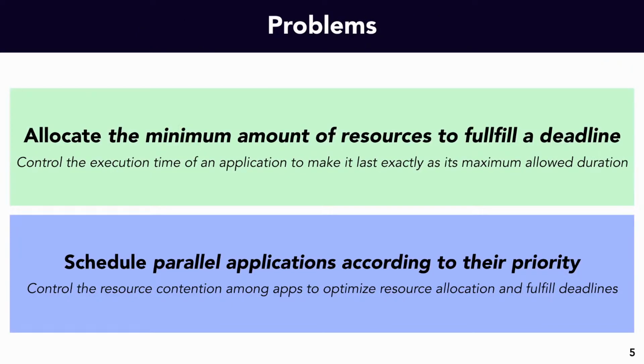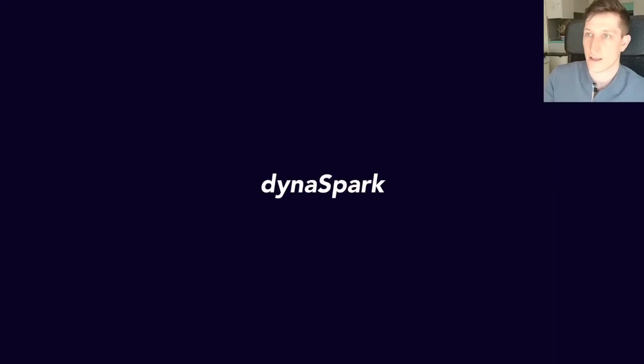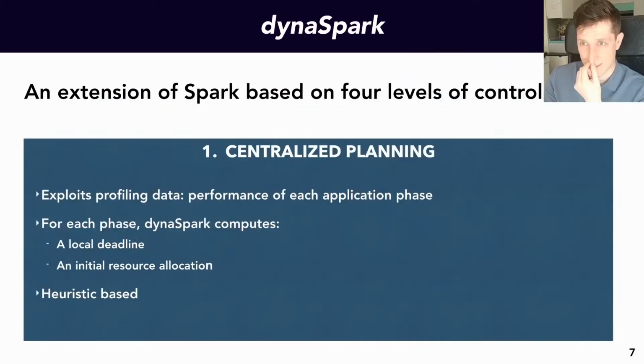So there are 2 problems. The first one is that we need to allocate the minimum amount of resources to fulfill a deadline, which means optimizing resources. And also we have to consider that we can have parallel applications running in the same cluster and prioritize them according to a certain strategy. So for this reason, we present dynaSpark. dynaSpark is an extension of Spark.